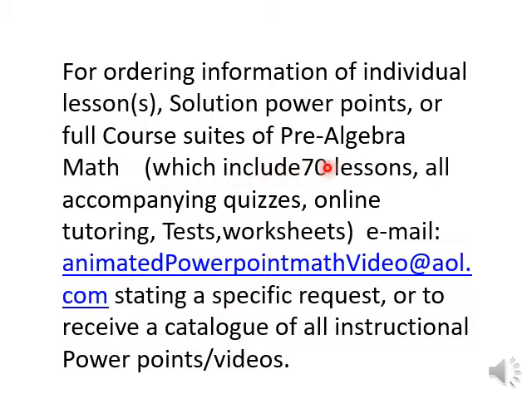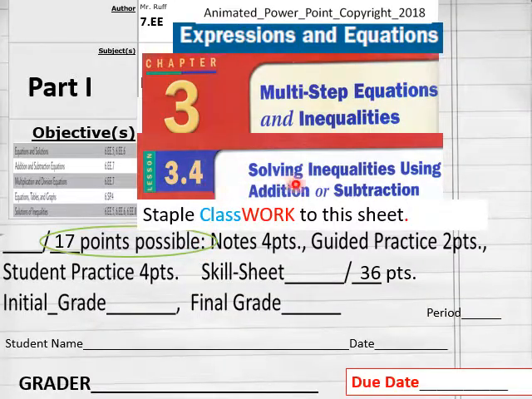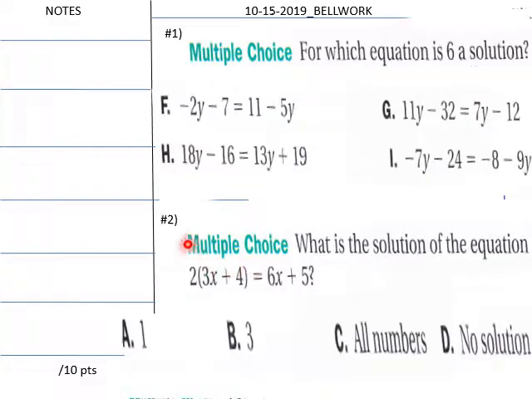Hello everybody, we're getting ready to do lesson 3.4 of pre-algebra math, part 1. 3.4 is solving inequalities using addition or subtraction. We have a 36-point skill sheet for classwork that you can get at the email, and we have 17 points for notes.